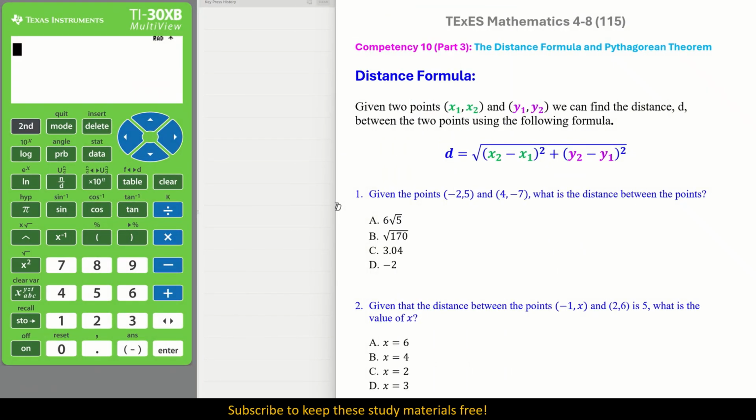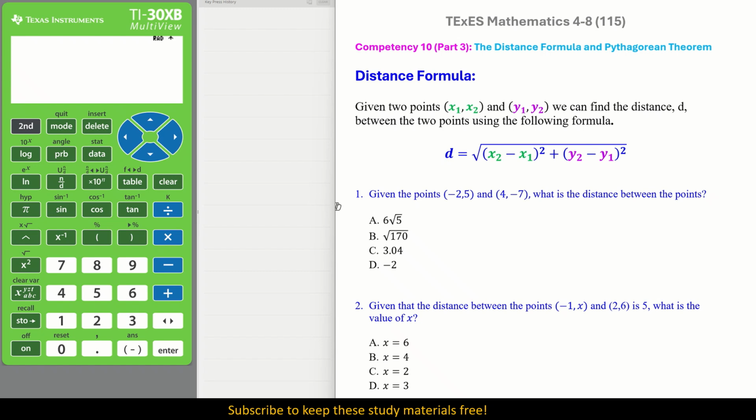Number 1, given the points (-2, 5) and (4, -7), what is the distance between the points? Okay, this is obviously a distance equation situation, and I've given the distance formula for you. So what do we need to do? We're just going to put it in our calculator and solve in exactly the way that we would write it down to solve it.